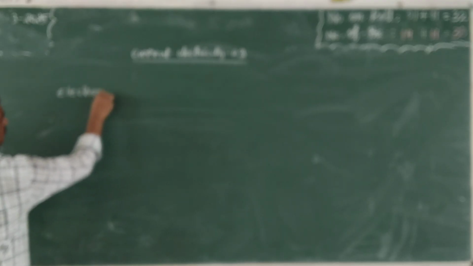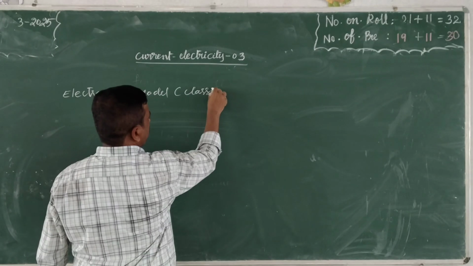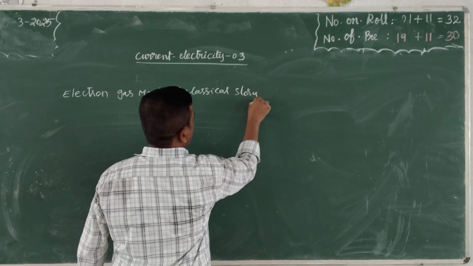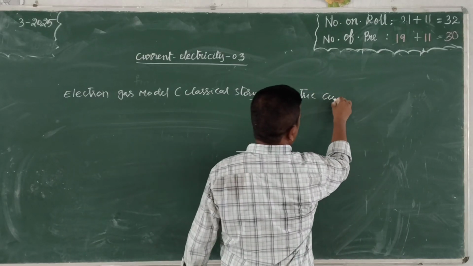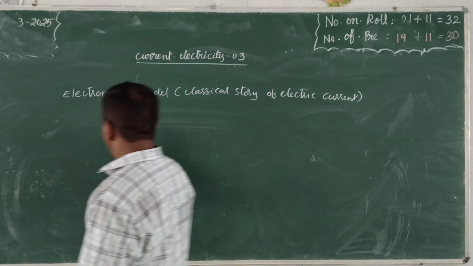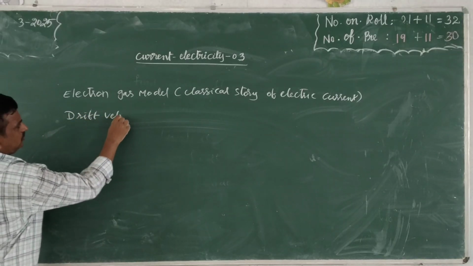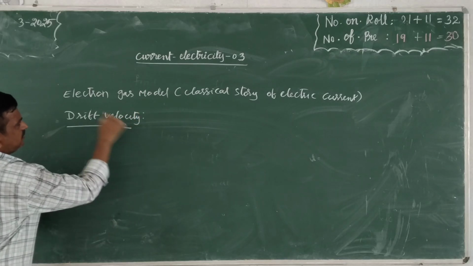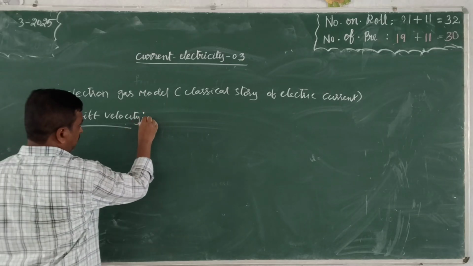Now here, the electron gas model, or we can write the classical story of electric current. This we call actually drift velocity; we find out the drift velocity. For that, we discuss the electron gas model or classical story of electric current. For that, what can we do now?